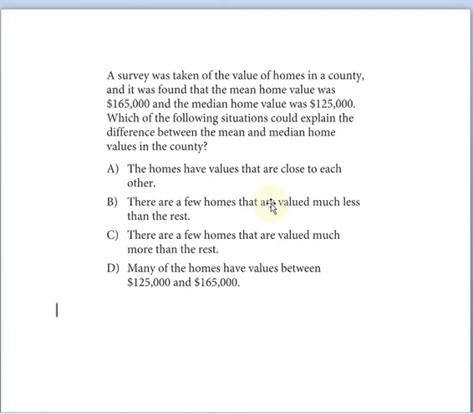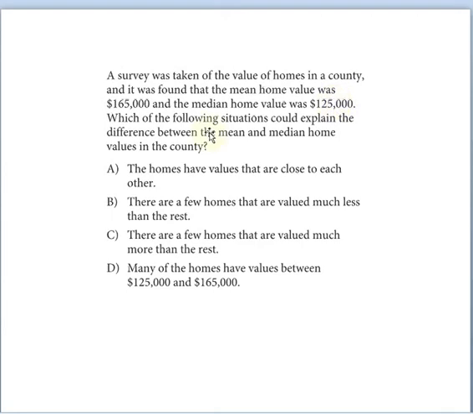So median is the middle number, the middle home value, right? So there's the same number of home values above 125,000 and the same number of home values below 125,000, right? I'm not saying they all cost the same, but there's the same number of homes on the right side that cost above 125,000 and that cost below 125,000.